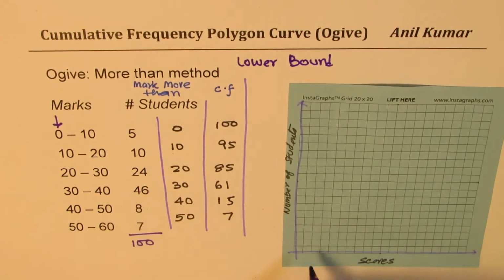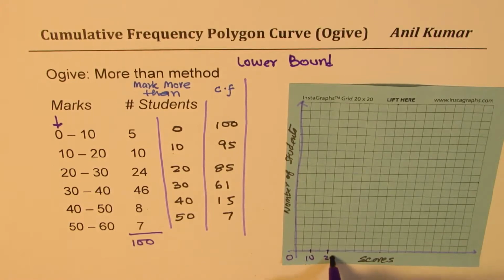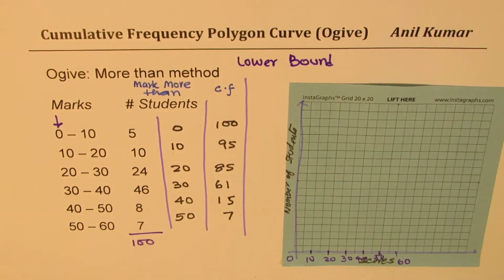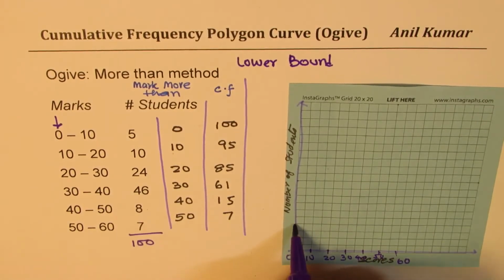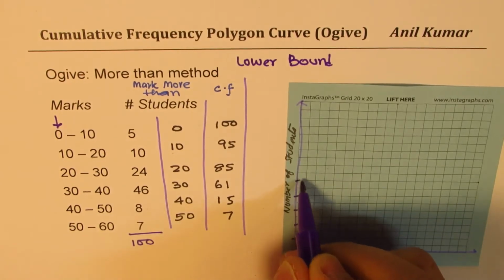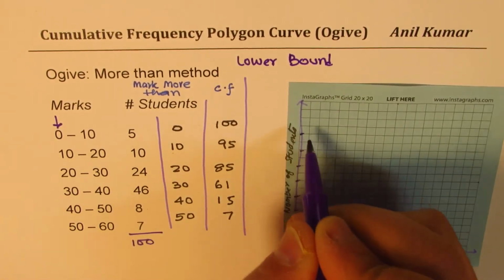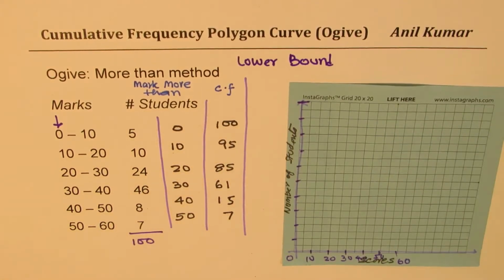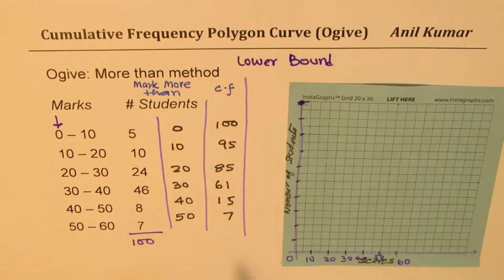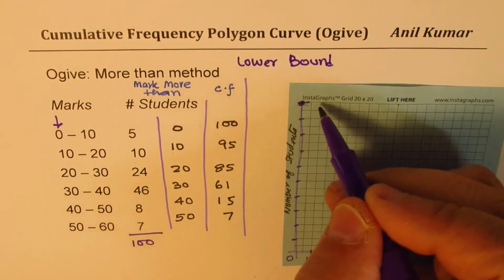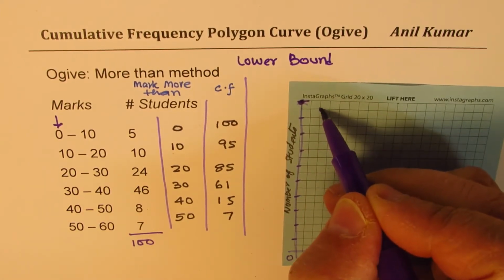Let's plot them. Let me write down the scores as 0, 10, 20, 30, 40, 50, and 60, right? And on this side, we'll get the cumulative frequency 10, 20, 30, 40, 50, 60, 70, 80, 90, 100. So the first point here is 0, 100. So we'll just mark this point, 0, 100. Then at 10, we have 95, so we get the next point.